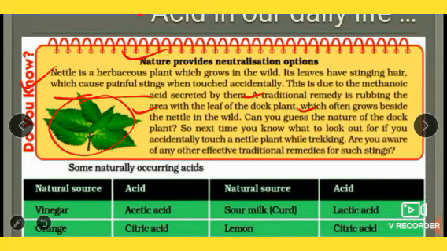So can you guess the nature of the dock plant, as it is neutralizing the effect of the nettle sting? Okay, drop the answer in my chat box. So next time you know what to look out for if you are accidentally touched by a nettle plant while trekking. Are you aware of any other effective traditional remedy for such a thing?